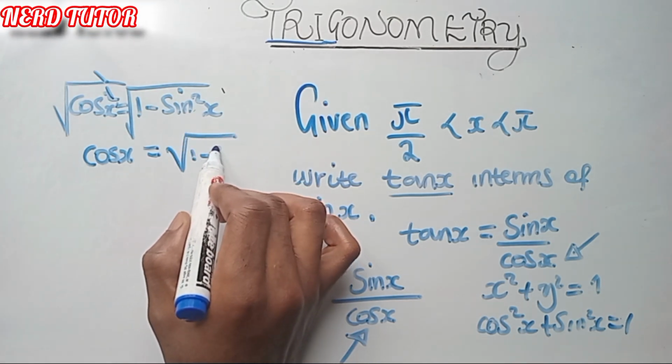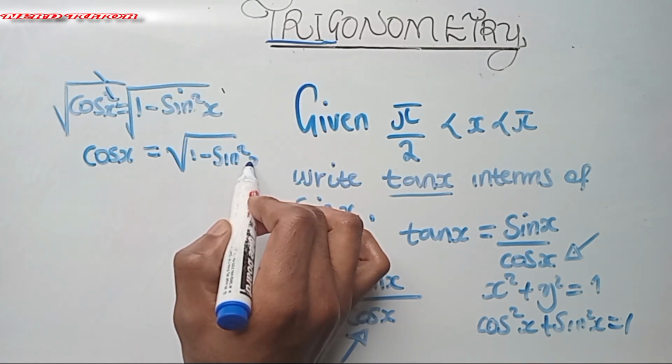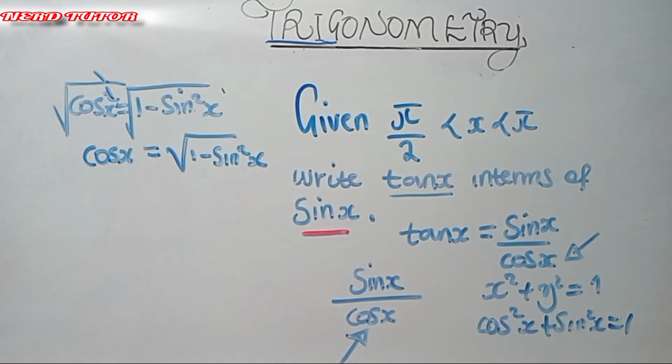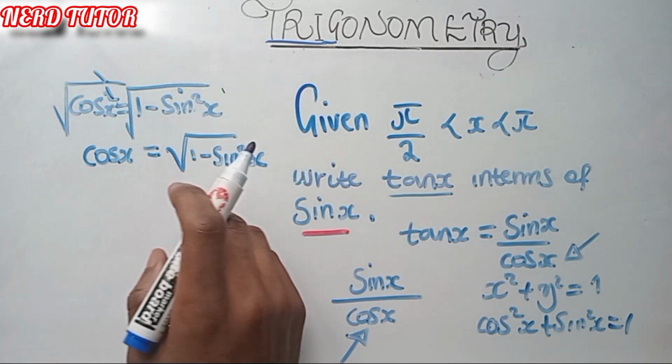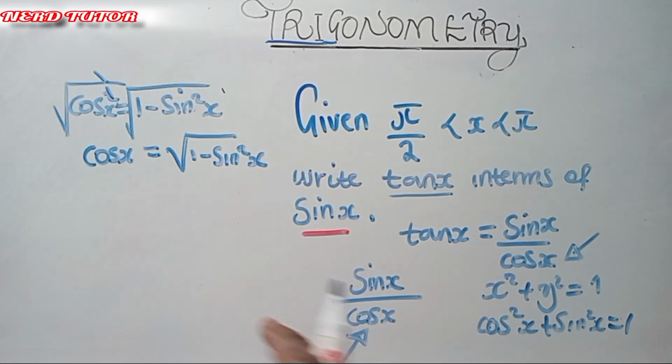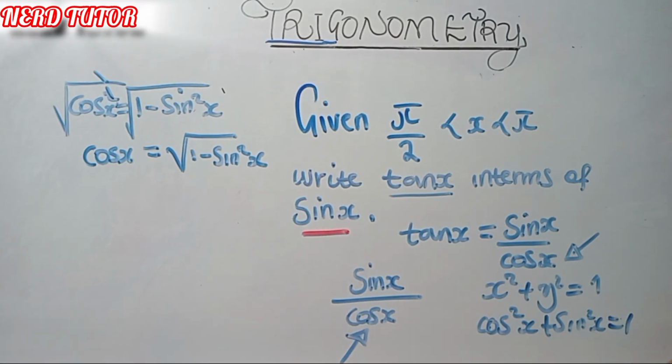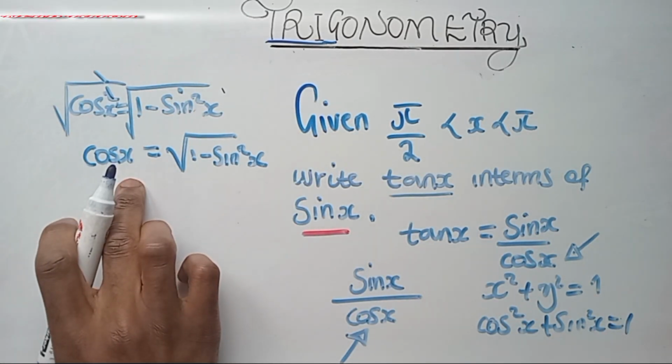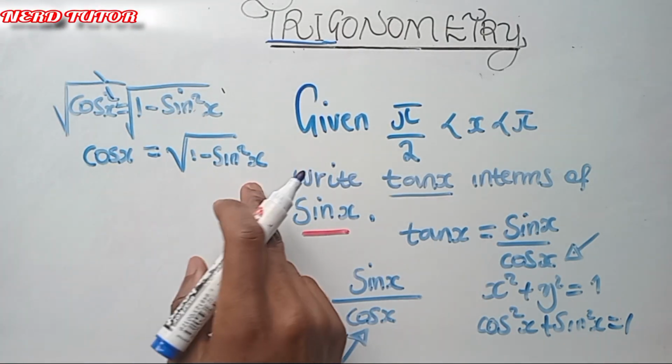1 minus the sine squared x. This is now the value that we have here. Square root of 1 minus sine squared x being equal to cos x. So meaning where there is cos x, remember the rule of identities. Where there is cos x, we can replace it with what? Square root of 1 minus sine squared x.